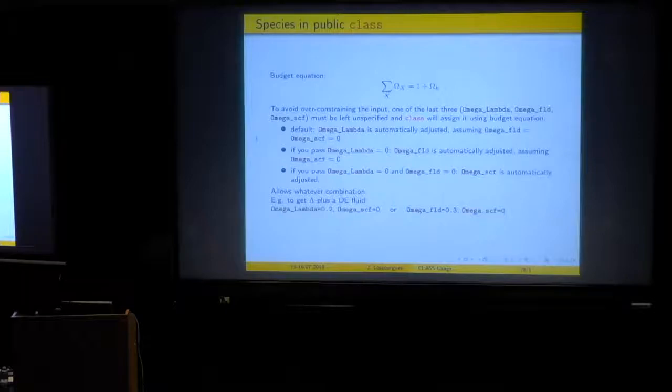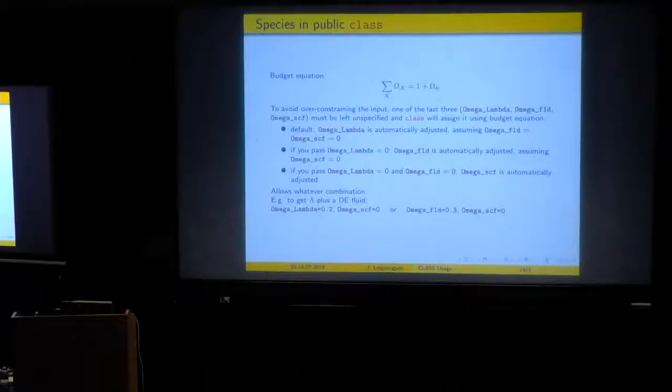Now, suppose you want instead to have not lambda, but dark energy fluid. Then to let the code know that omega lambda should not be automatically adjusted, you must say omega lambda equal to 0. And then automatically the code knows that it should go to the next level. It should assume that omega scalar field is 0, and it will adjust automatically omega fluid. Unless you have set both of them to 0, and then the code expects that it should make the complement to 1 with the scalar field.